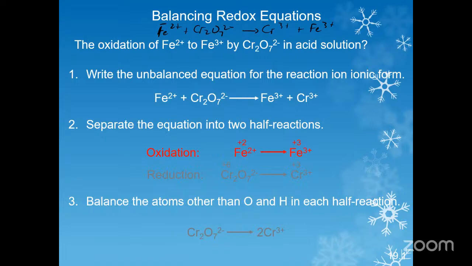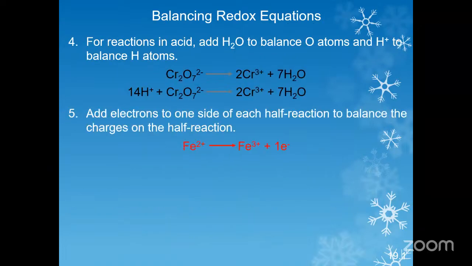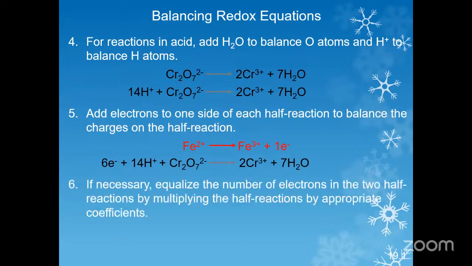What I said, if we needed to equalize the number of electrons, we multiply each side by the same number. Oh, so you're talking about here, yes, thank you. And then you multiply the first equation by 6.